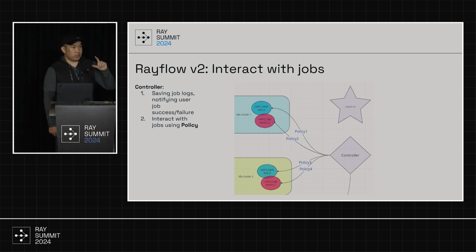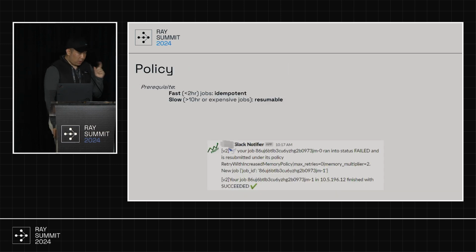But we also wanted to interact with jobs in a non-trivial way. That's what we call a policy and its handlers. So what does a policy look like, and why do we need a policy? We want to be able to characterize jobs into 2 types. There are only 2 types of jobs: the fast jobs and slow jobs. Fast, a common definition, is faster than 2 hours.